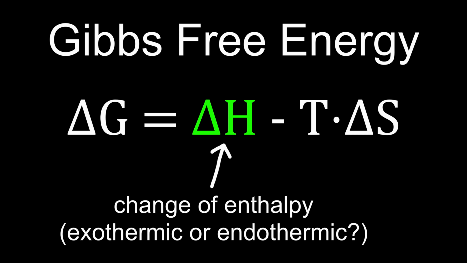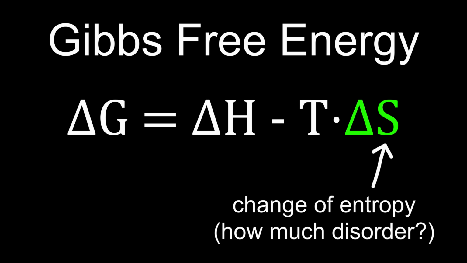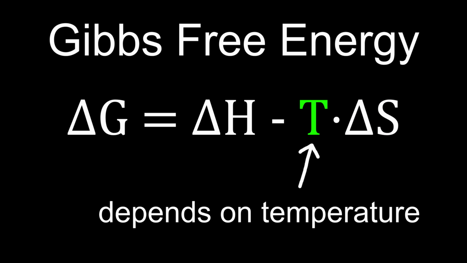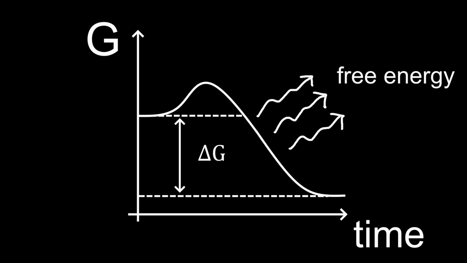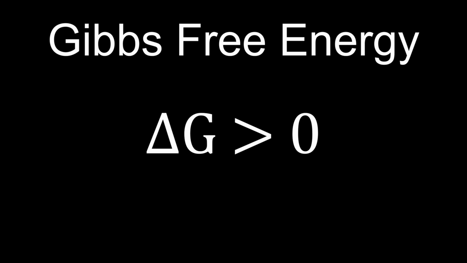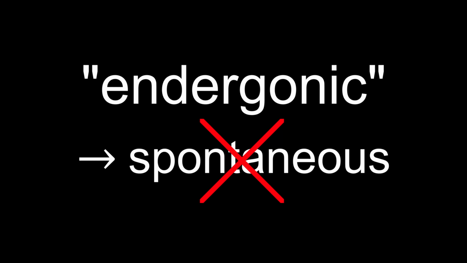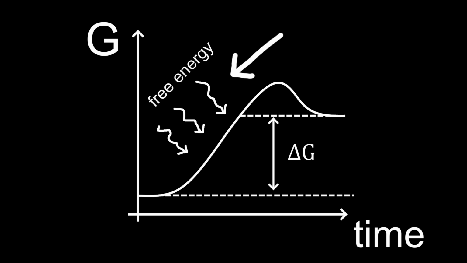To get the whole picture, we have to look at Gibbs free energy, which looks at the change of enthalpy, but also the entropy of a system, which is dependent on temperature. If this whole thing is less than zero, the reaction is exergonic, or spontaneous, because free energy was released. If it's bigger than zero, it's endergonic, or not spontaneous, because free energy was needed and absorbed.